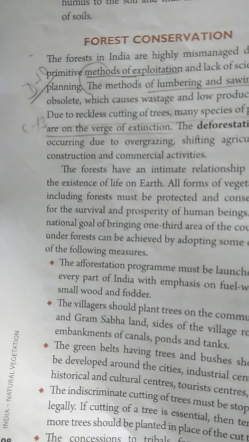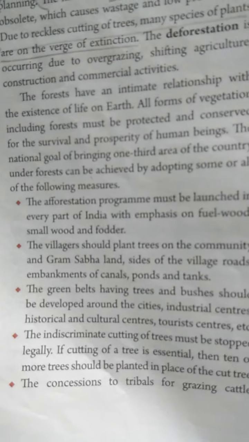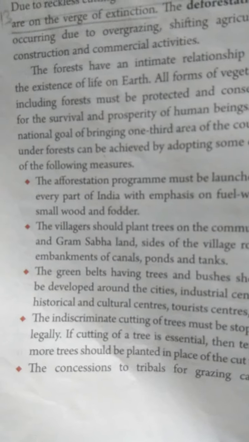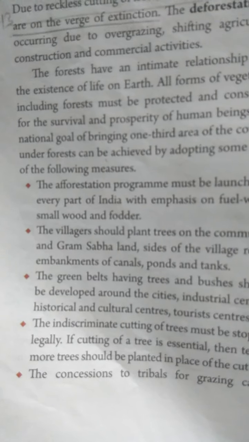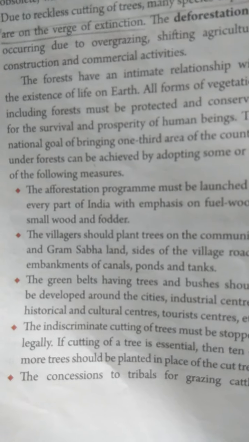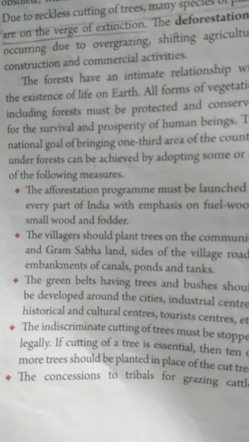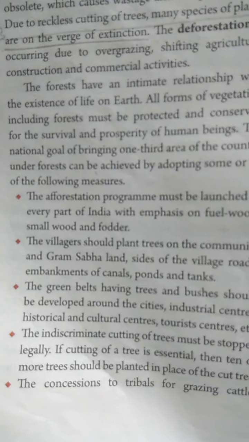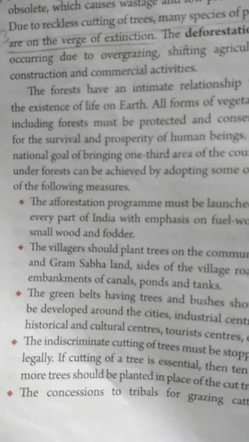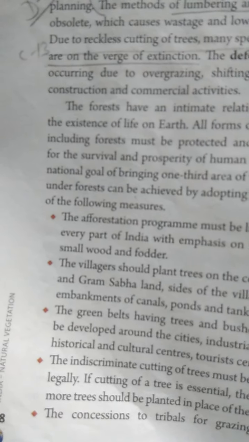There are many points, but I am going to give you some of them. You may read and learn whatever you can. Afforestation programs should be launched, that is, planting more trees. Villagers should plant trees on the sides of villages, roads, embankments of canals, ponds and tanks. Cutting of trees must be stopped.